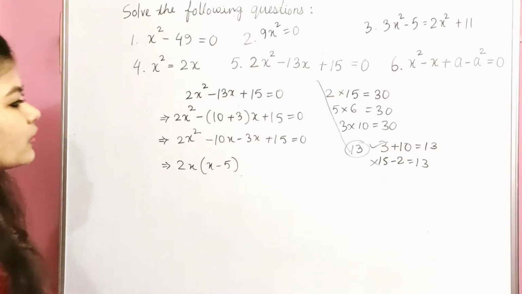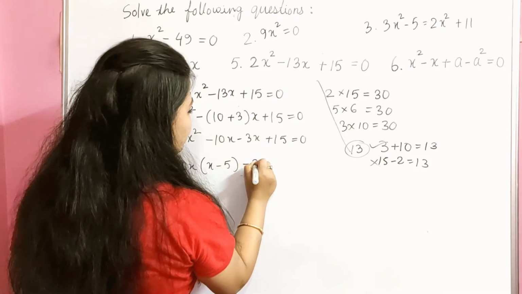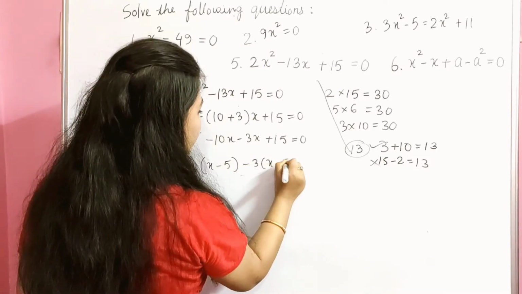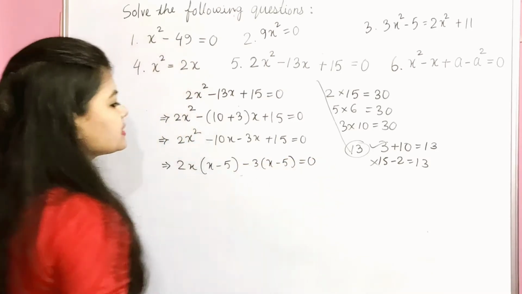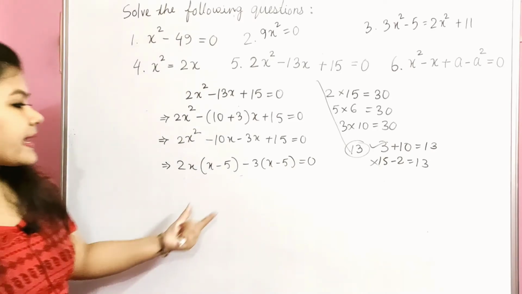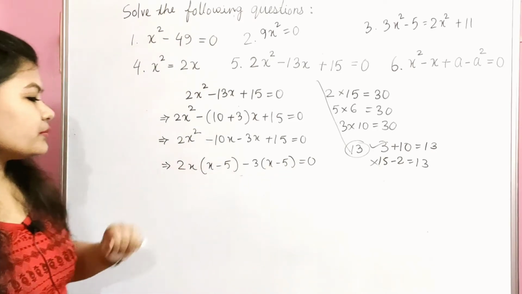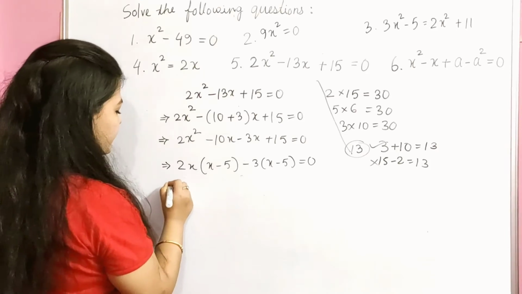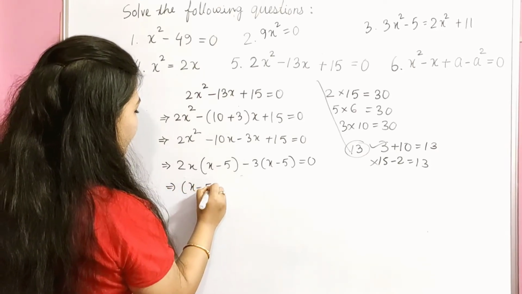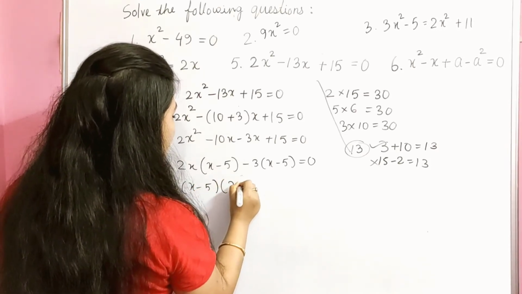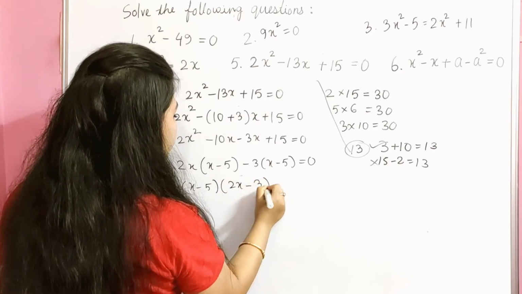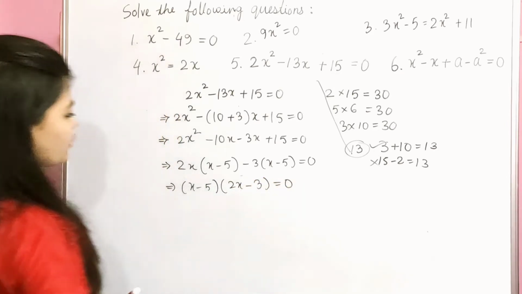Now for the last two terms, the common value is 3, so 3 times x minus 5 equal to 0. Again x minus 5 is common for both terms. Therefore we take the common x minus 5, and it becomes 2x minus 3 equal to 0.